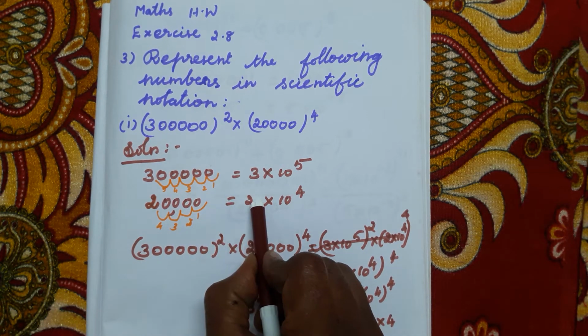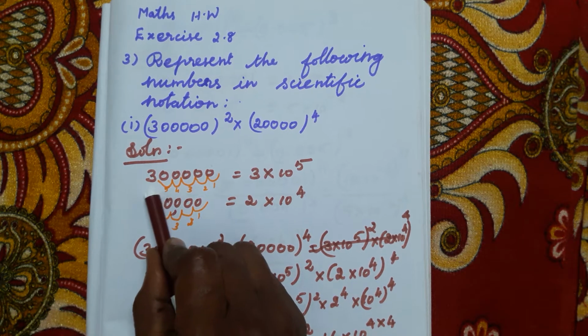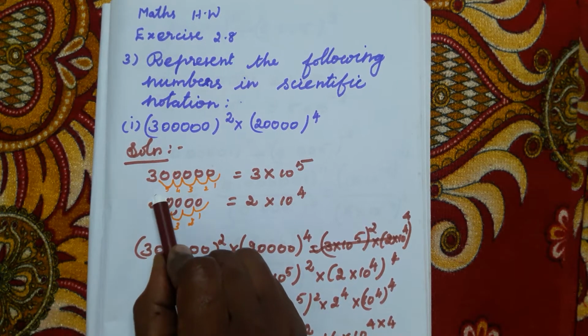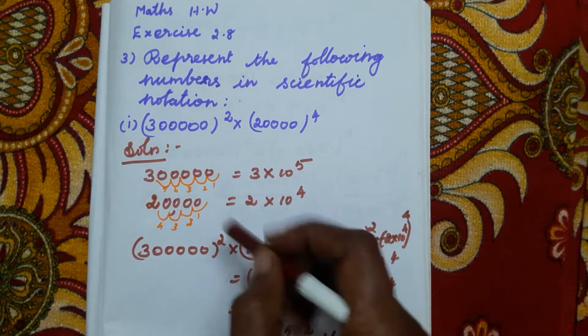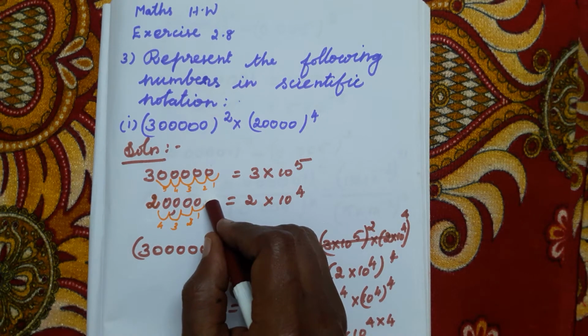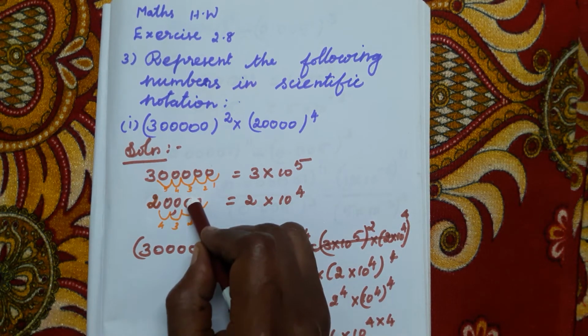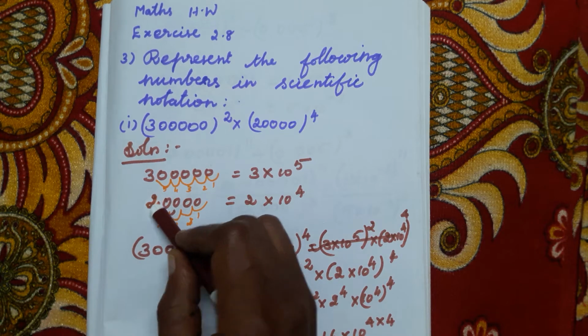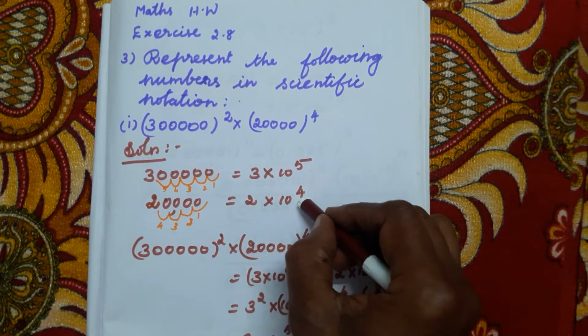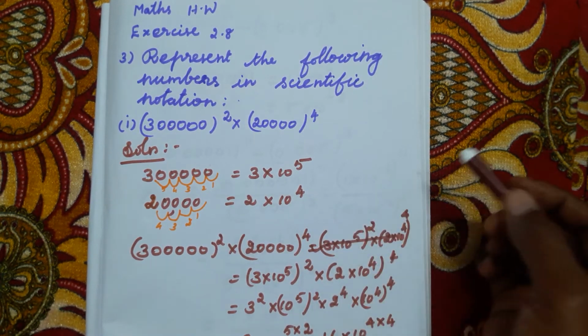First 2 into, the non-zero number is 2, into decimal place. How many digits did we move? 1, 2, 3, 4, so it is equal to 2 into 10 power 4. We have to write it.